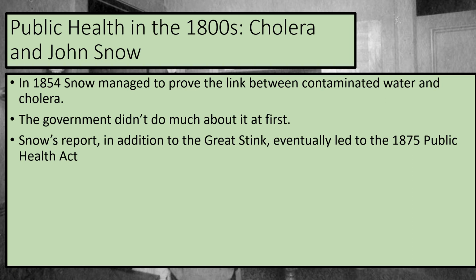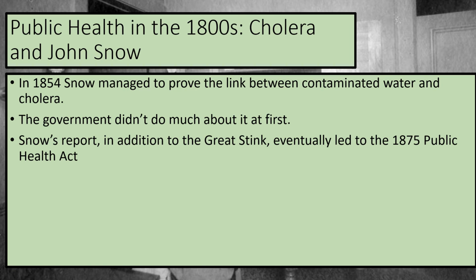He does some further looking, and he finds that actually there was a leaking toilet that was getting into that water supply. So through that experiment in the Broad Street area of London, he is able to prove that link between contaminated water and cholera. Now, the government doesn't really act on it at first. They take on that discovery, they listen to it, but they don't immediately provide clean water for everybody.